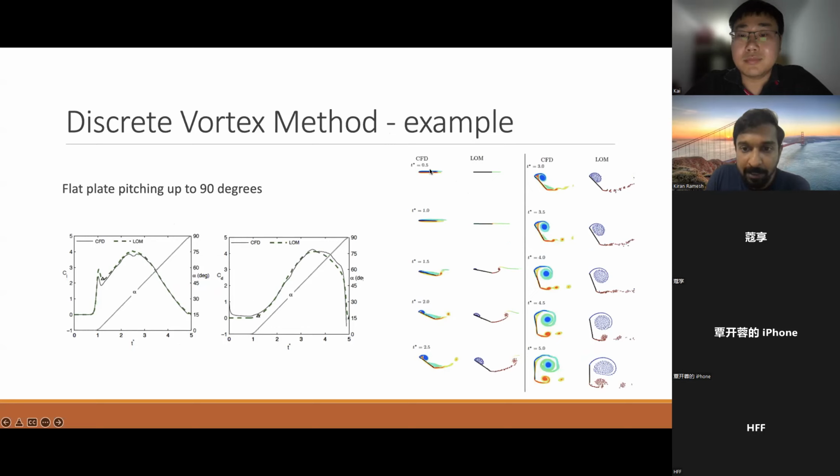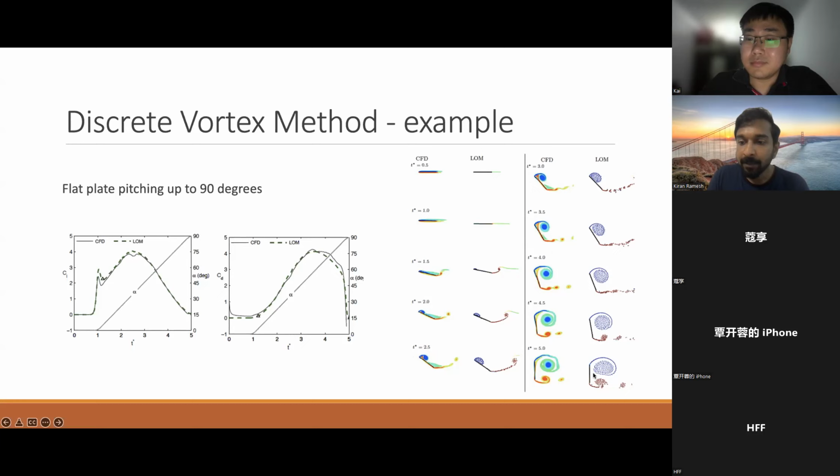So here, the CFD, we see that the plate starts pitching up, and at time equals 1.5, we have the start of leading edge vortex formation, which is also predicted by our method. And then as time progresses, this vortex grows, and this is also accurately predicted by our method. And we can see that at maybe time equals 4, the vortex starts detaching from the airfoil surface, which is again accurately predicted by our method.